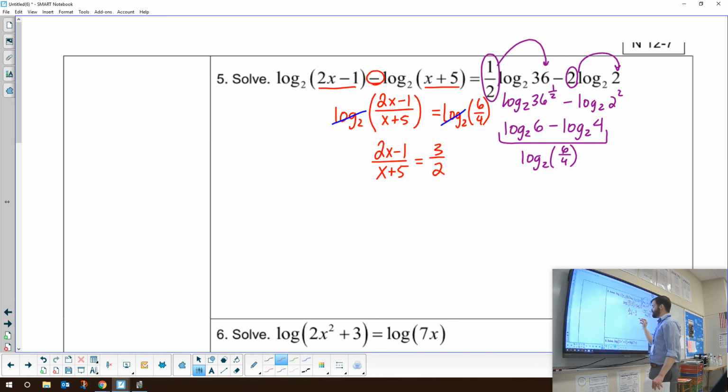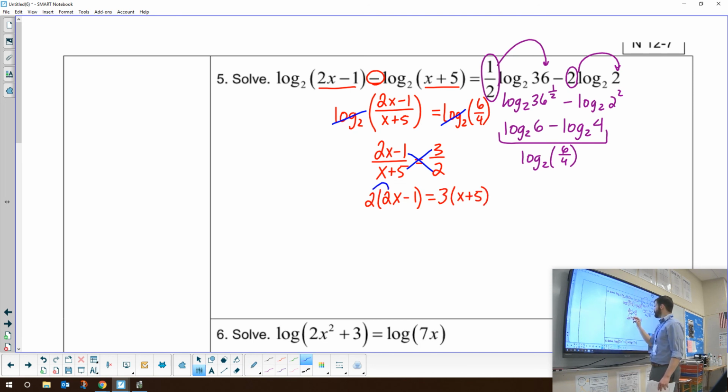Now I have one fraction equals another. To be able to solve this, I'm going to cross multiply. I'm going to go 3 times x plus 5 and 2 times 2x minus 1. This is the same thing as finding a common denominator. So 2 times 2x minus 1 equals 3 times x plus 5.